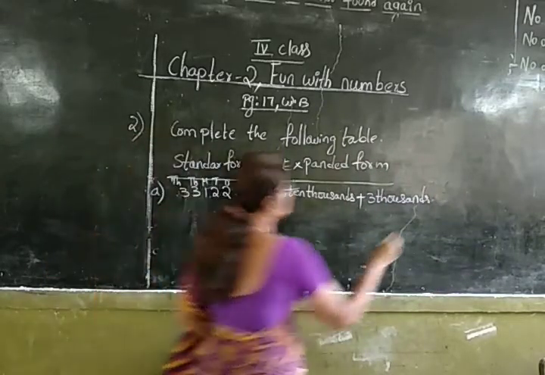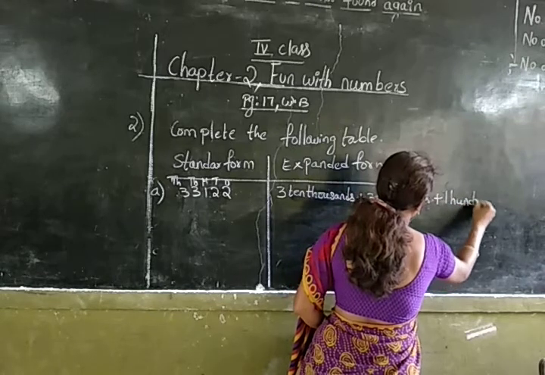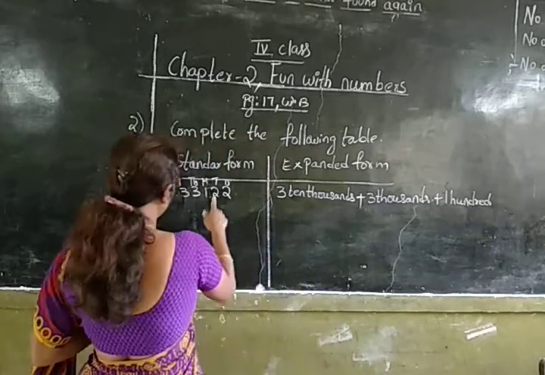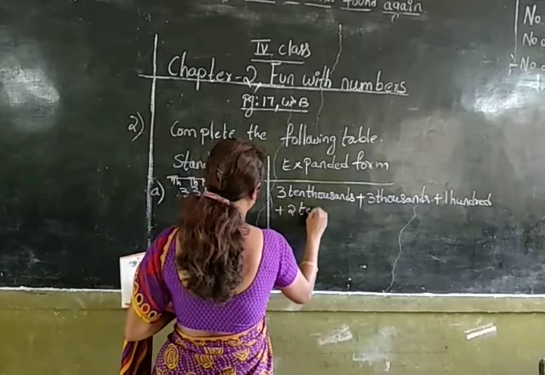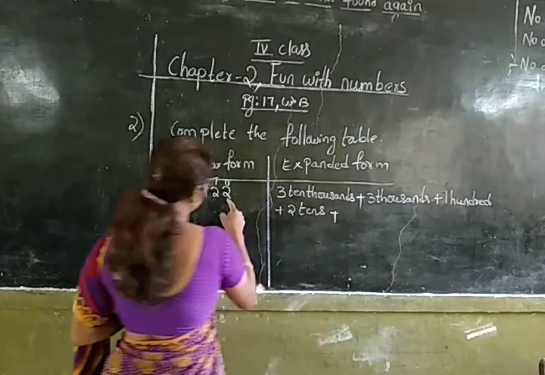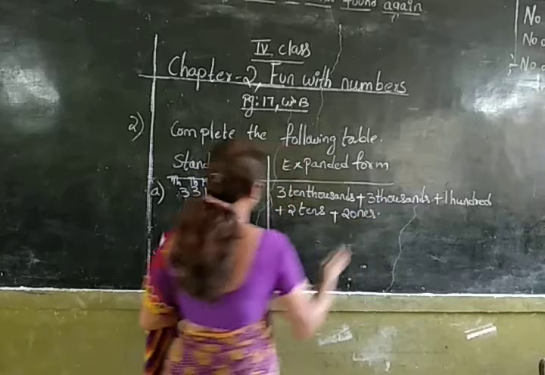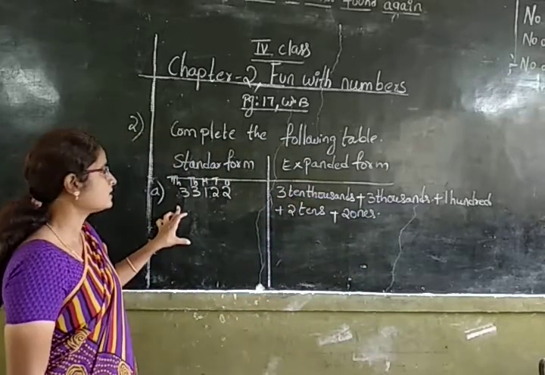After that, 1 is in which place? 1 is in hundreds place. So you have to write 100. 2 is in tens place. So you have to write 2 tens. And the next 2 is in ones place. So you have to write 2 ones. So what I have done? I have written the expanded form for the standard form.